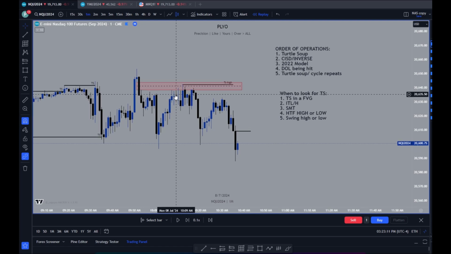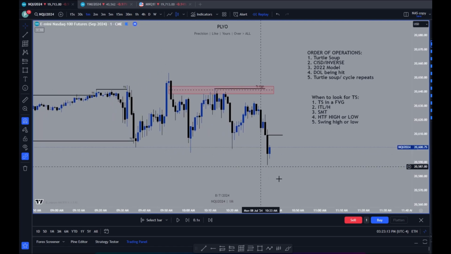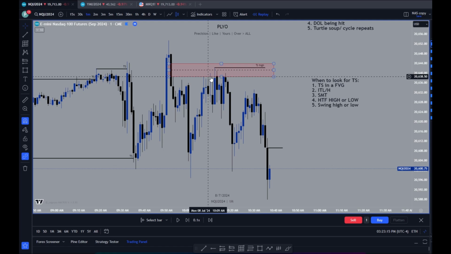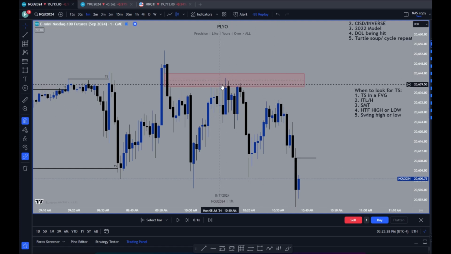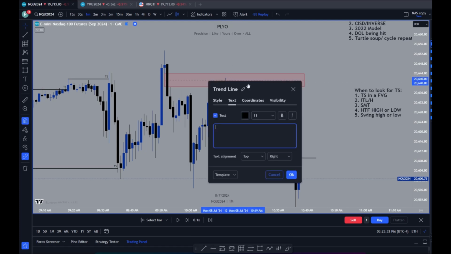So in this example, you can see we had a fair value gap that was unmitigated until this candle here, because if I zoom in, you can see we made equal highs with the gap. We didn't actually tap into it. However, we tapped into it here. And this right here is an ITH, which is an intermediate term high, or a high inside of an FVG.